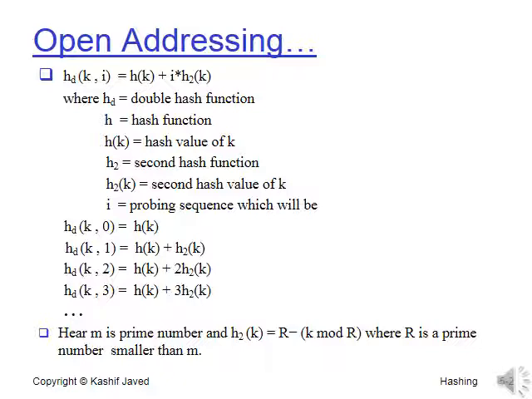Now, performance-wise, the double hashing collision resolution technique is much better than linear or quadratic probing. It does not suffer from clustering, but computationally it's more expensive since it requires computation of a second hash function.